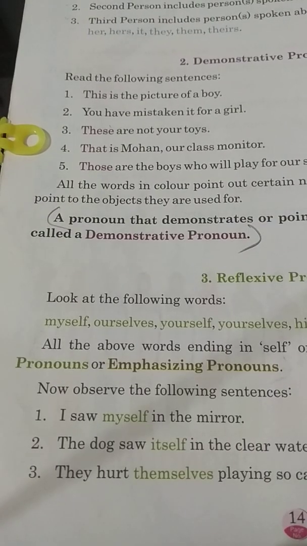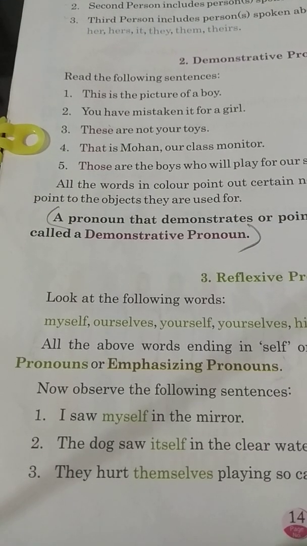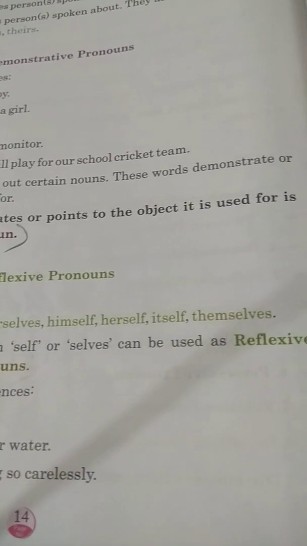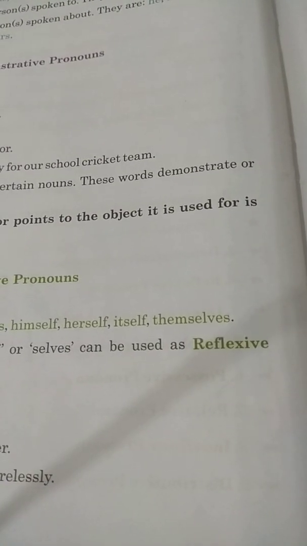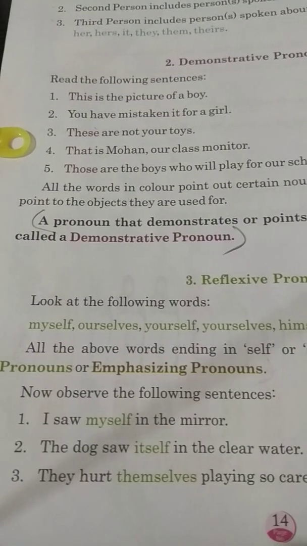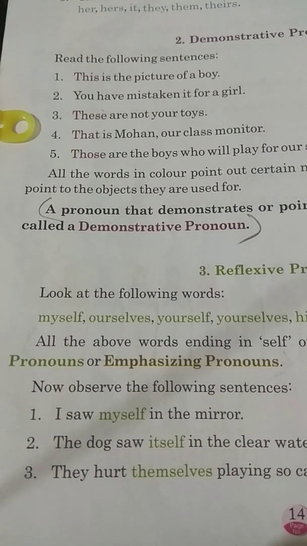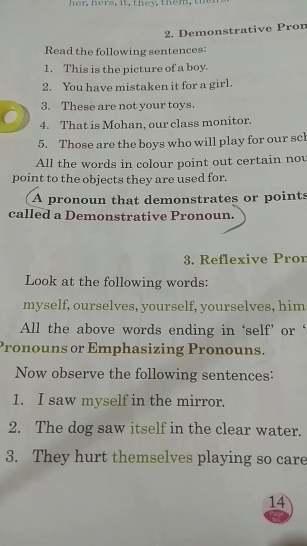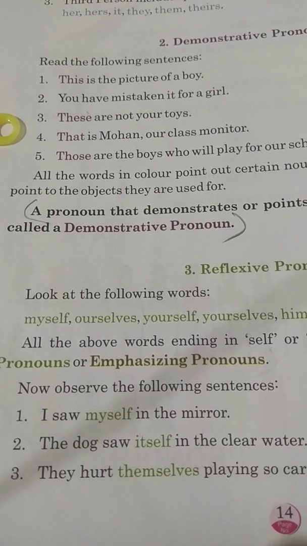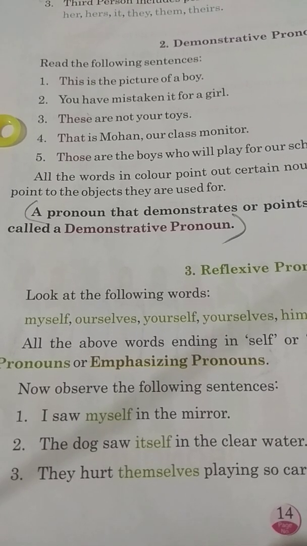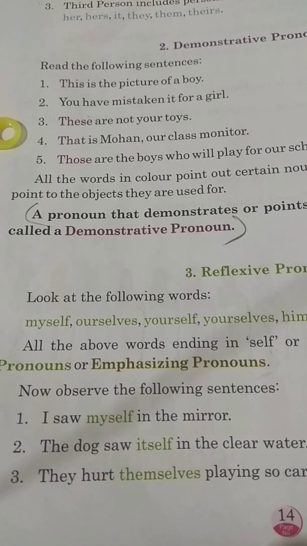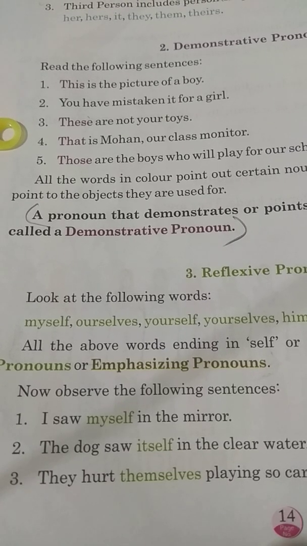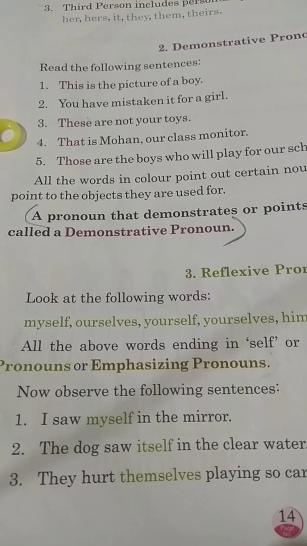Now, reflexive pronoun. Look at the following words: myself, ourselves, yourself, yourselves, himself, herself, itself, themselves. All the above words ending in self or selves can be used as reflexive pronouns or emphasizing pronouns. Now observe the following sentences. I saw myself in the mirror. So myself is a reflexive pronoun or an emphasizing pronoun.